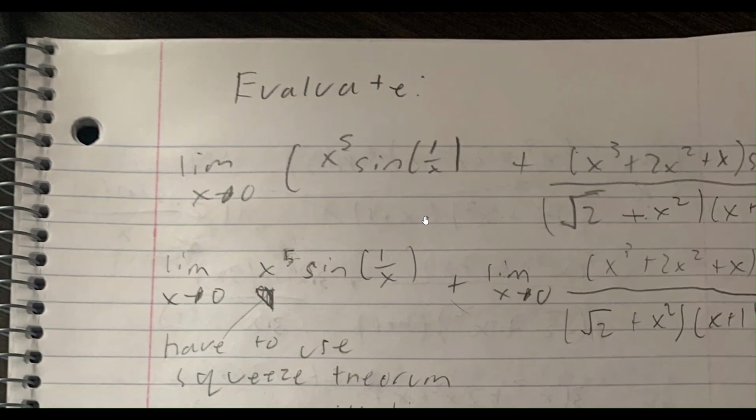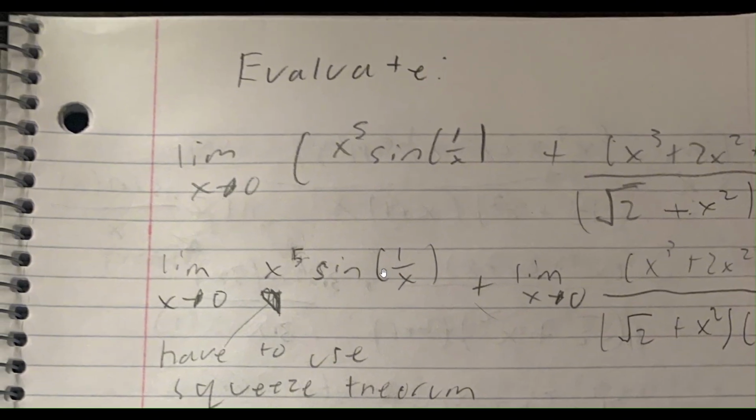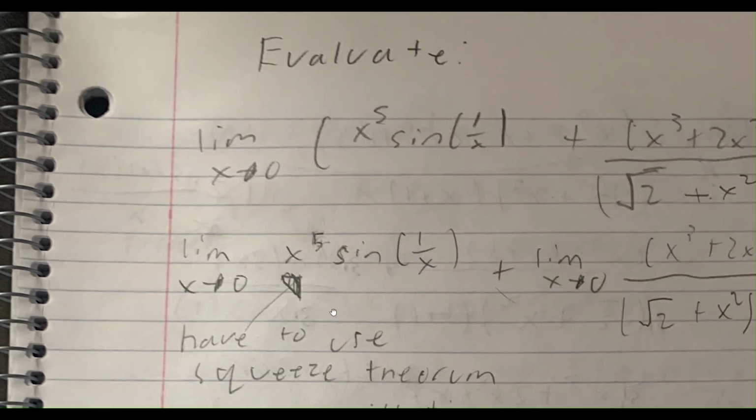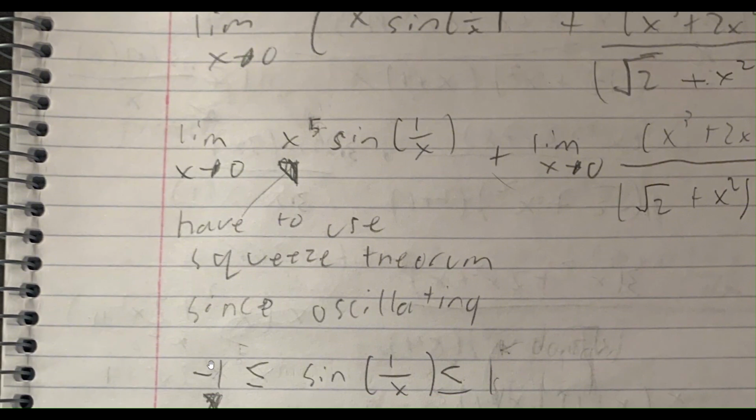Now for the first one we'll be evaluating this function right here, x to the 5 times sine of 1 over x. Since we have the sine of 1 over x, we can't directly substitute 0 without dividing by 0, which is a no-go. Because of this, we actually have to use the squeeze theorem, since the sine function oscillates between -1 and 1 continuously, and so it never truly settles upon one value. And so we essentially have to trap the function and squeeze the limit out of it.